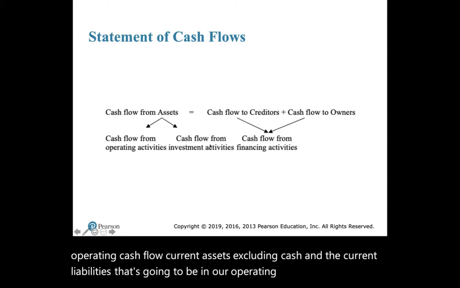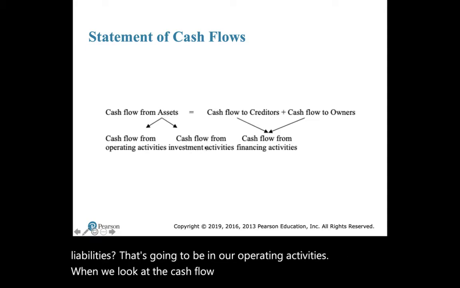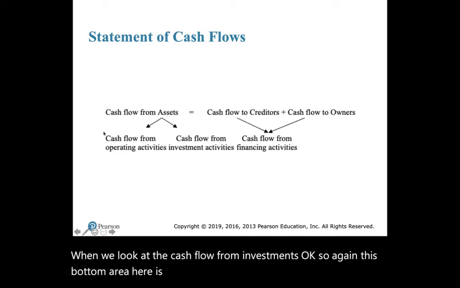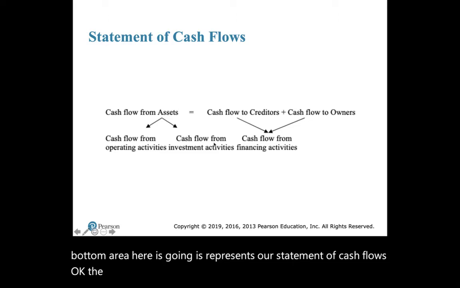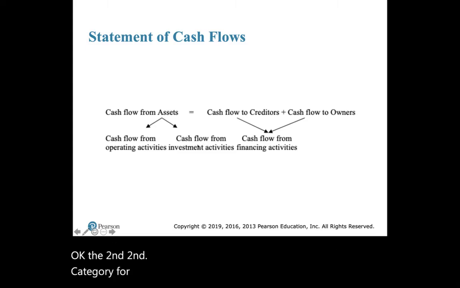When we look at the cash flow from investments, this bottom area here represents our statement of cash flows. The second category for our statement of cash flows is our investment activities. And what do we mean by investment activities?